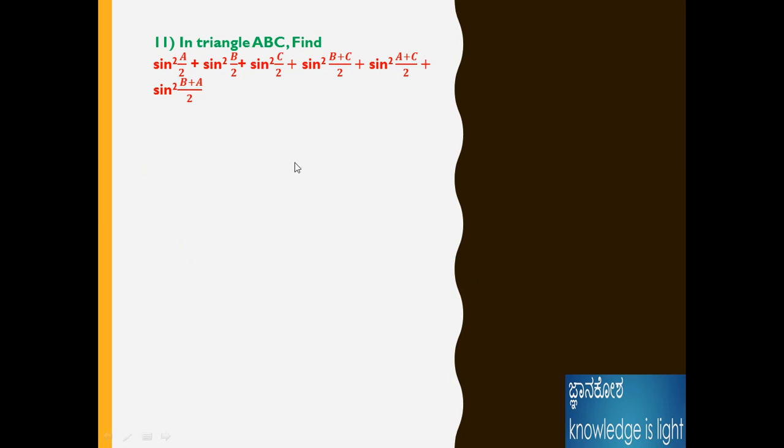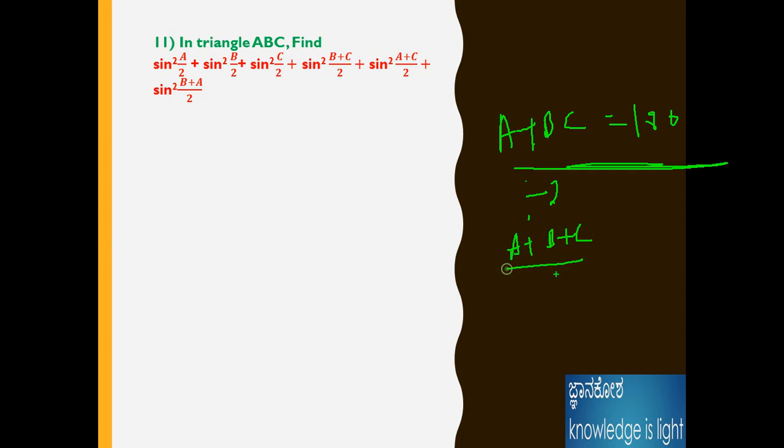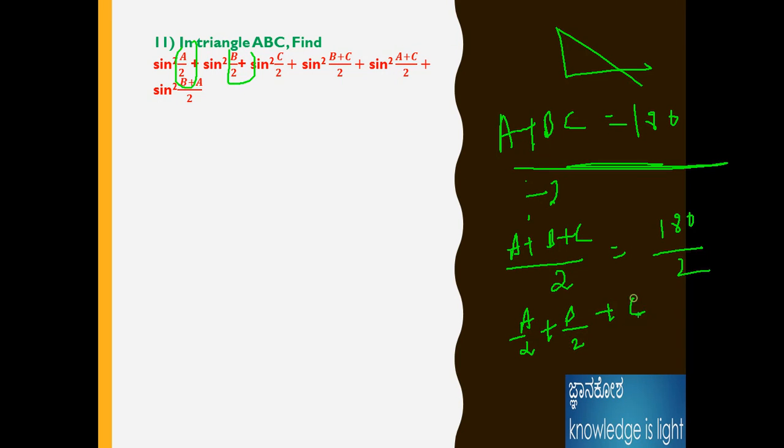Okay, next problem, sin square A by 2. Observe carefully, friends, for these kinds of problems, A plus B plus C is equal to 180 degrees. This is a triangle, so if you divide by 2, A plus B plus C by 2 in a triangle ABC is 180 divided by 2. Here it is given A by 2, therefore I could write A by 2 plus B by 2 plus C by 2 is nothing but 90 only.